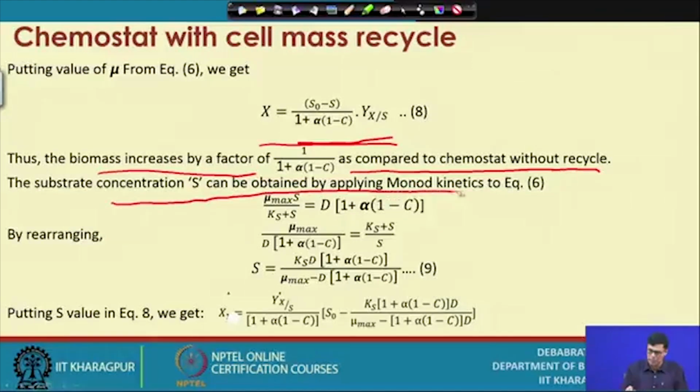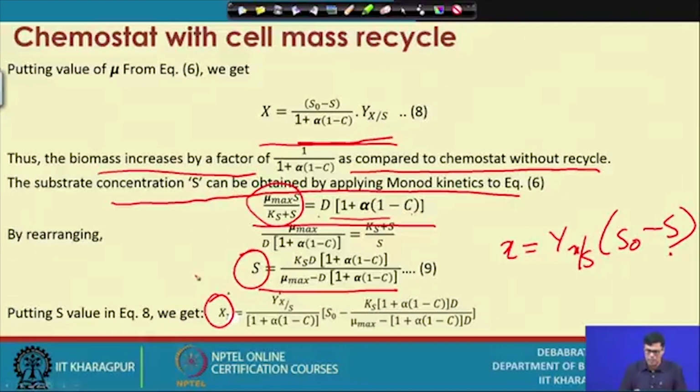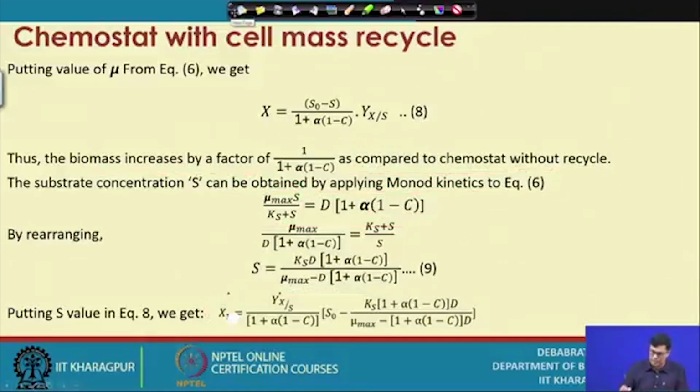Then substrate concentration can be obtained by applying Monod kinetics like this. This is the equation that we have, and we find this is equal to mu, and the Monod equation is this, and then we find out the S value will be this, and the x value will be Y x by S into (S0 minus S). So, if you put the S value here, then you can calculate the value of x. Both S and x values you can calculate with the recycling system.